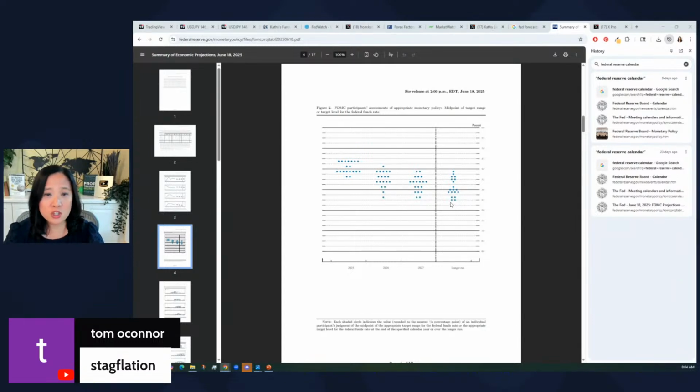So this was June. So June, remember, I'm going to teach you how to look at this dot plot. The dot plot, each dot represents one vote from the Federal Reserve members for 2025, 2026, 2027, where they think interest rates will be at the end of the year. So the only thing that you need to pay attention to is where most of the dots are.